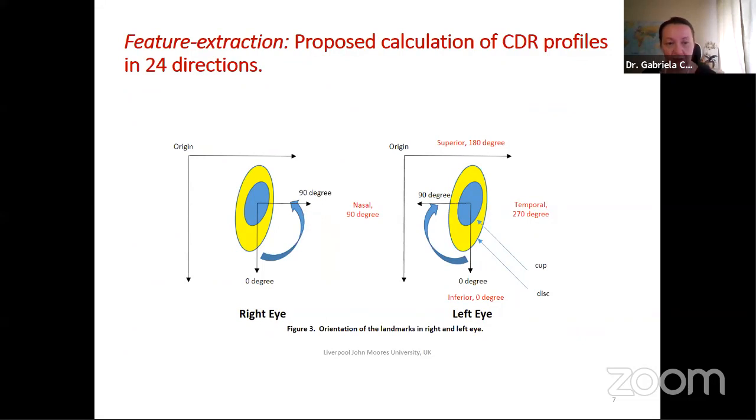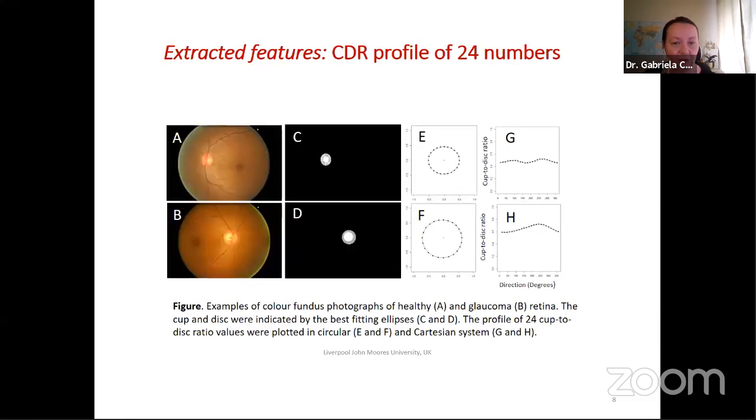So rather than looking at just vertical cup to disc ratio, we looked at the cup to disc ratio in all degrees around, but rather than using all 360, we only use every 15 degrees, so 24 points all around. So each time we would look at the center, we see how many pixels there are from the center to the edge of the cup, and also from the center to the edge of the disc, and we calculate the ratio, and we do it 24 times. So these are the curves that Bryan showed you.